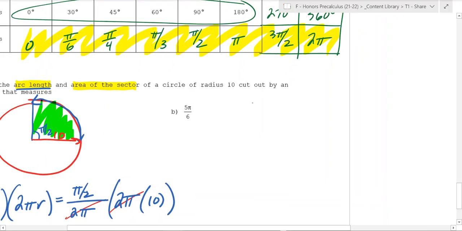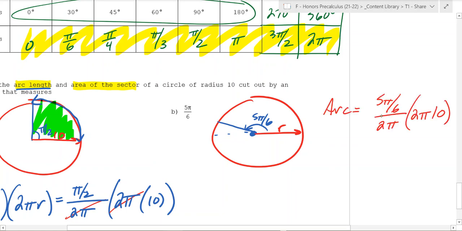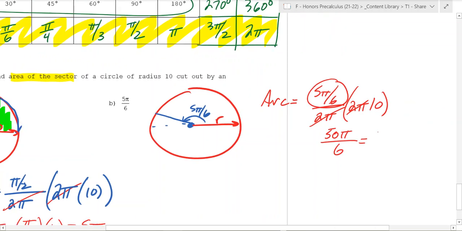Similarly, 5 pi over 6, when you do this out, again, it's a radius of 10. 5 pi over 6 goes all the way to about here, so it's going to be a little bigger. That's 5 pi over 6, because pi is 180 degrees. So we're going to do the exact same thing. For arc length, remember, it's the theta value over 2 pi times 2 pi r. The 2 pi's cancel, and you're left with 50 pi over 6, so you can simplify that to 25 pi over 3.